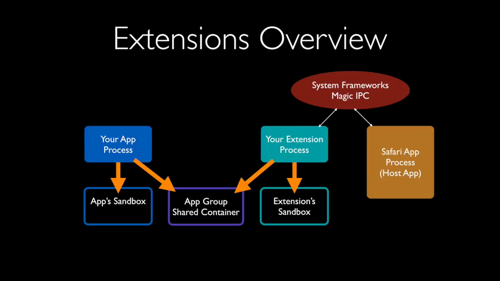And your extension can access that, and your app can access that, and you can put any shared data in here, and that way both processes can access it. Now it's important to note that this solves the problem sort of. But the extension still can't see your app sandbox, and your app still can't see your extension sandbox, so you have to be explicit about it. If there's stuff I want to share, I want to put it in there, and I'm going to talk about that next.